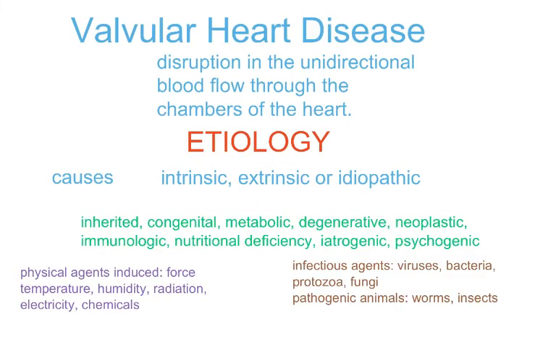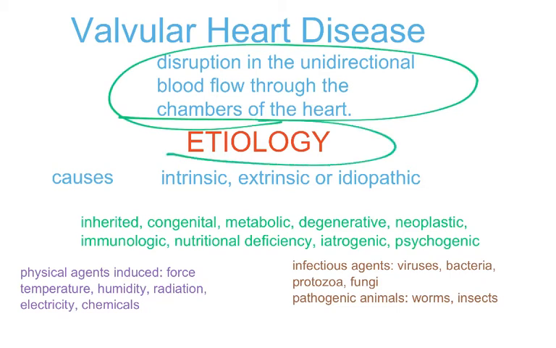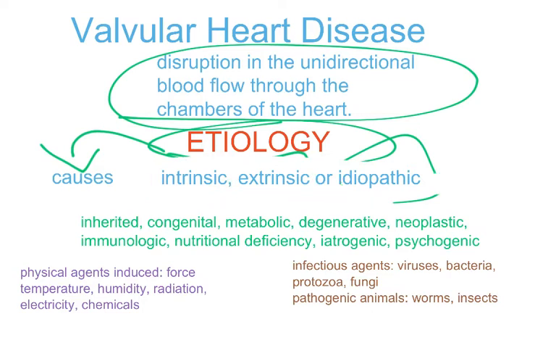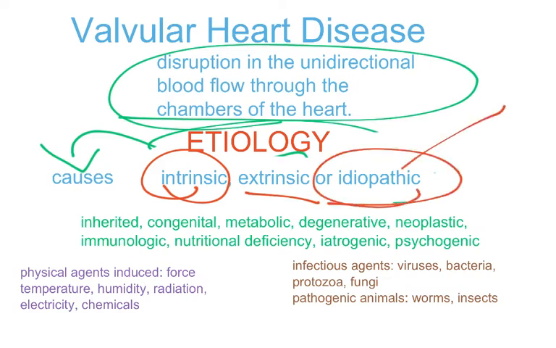Now, when we look at valvular disease and we're starting with pathophysiology, again, we have our description of what it is, and now let's look at the etiology. When we think of etiology, we think of the cause. Etiology could be intrinsic, extrinsic, idiopathic. Intrinsic causes, right? We're thinking about inside the body. Extrinsic, outside the body, and idiopathic, we don't know the cause of it. More like the idiots don't know the cause, right? So that's an easy way to remember that.